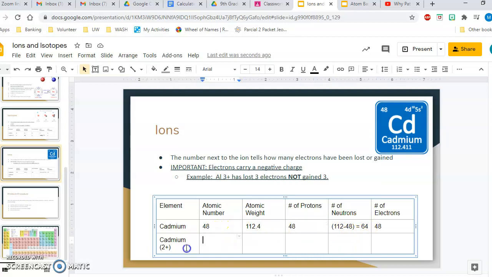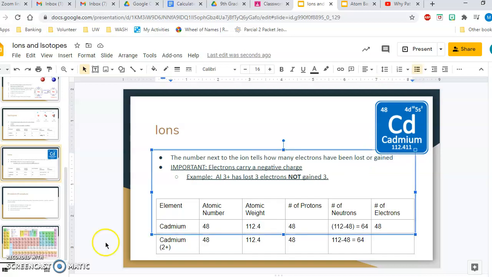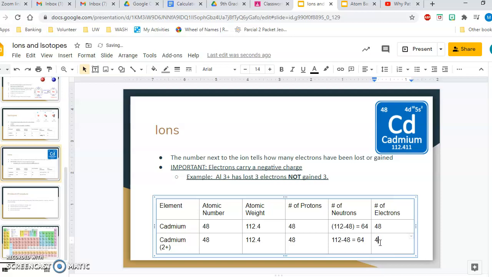So let's see how it'll change for our ion. Our atomic number is going to stay the same. Our atomic weight stays the same because we are not changing the number of neutrons or protons. So our number of protons and number of neutrons are going to stay the same. And now the only thing that changes in an ion is that we have lost or gained electrons. So if we have a 2+, we are becoming more positive, so that means we are losing electrons. So instead of having 48 electrons, we have lost 2 electrons.